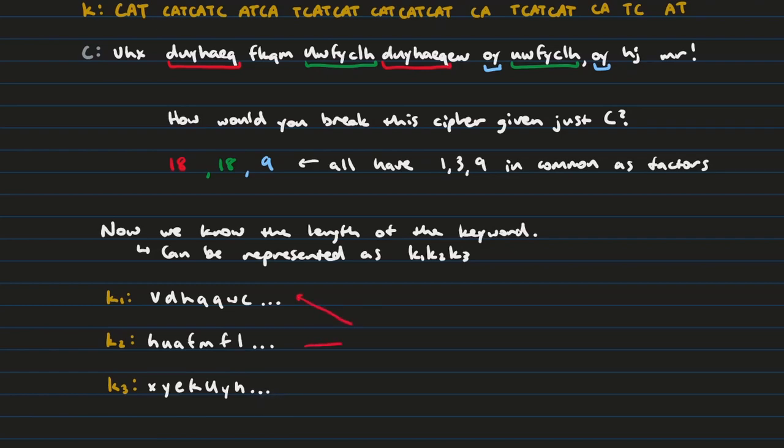So as discussed before, the K1 message is going to be a ciphertext encrypted only using the letter C in the Vigenere cipher, K2 only using the letter A, K3 only using the letter T. And so this is how we break the Vigenere cipher, piecemeal like this.